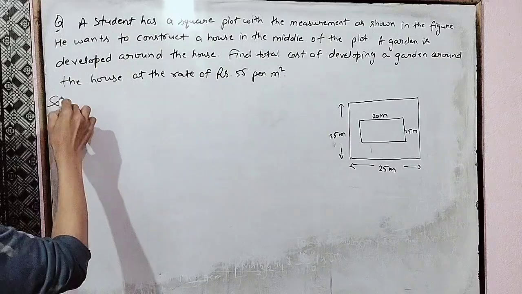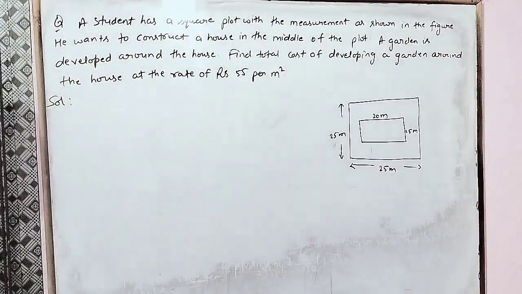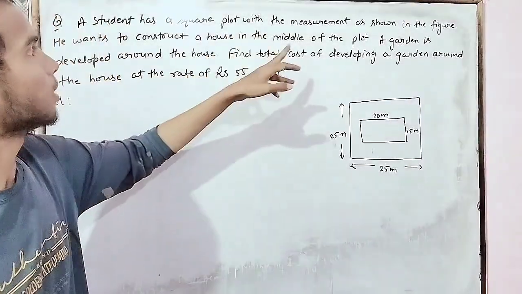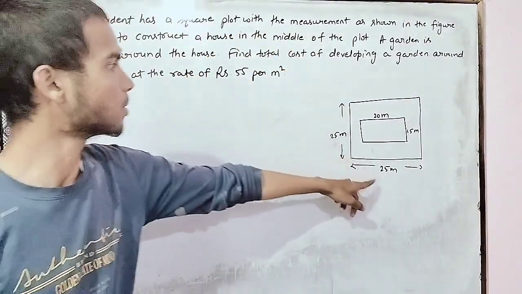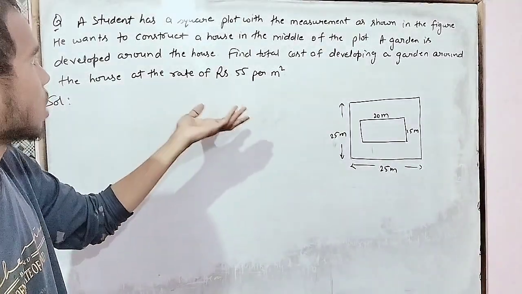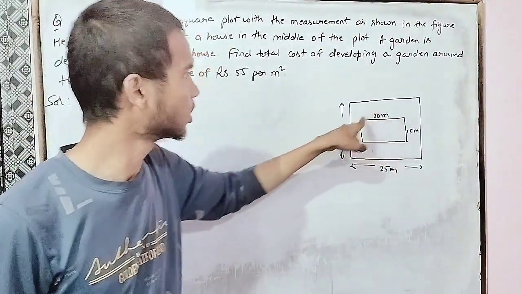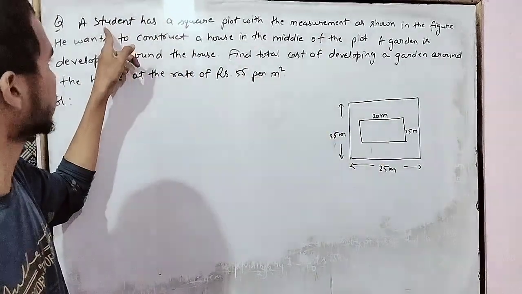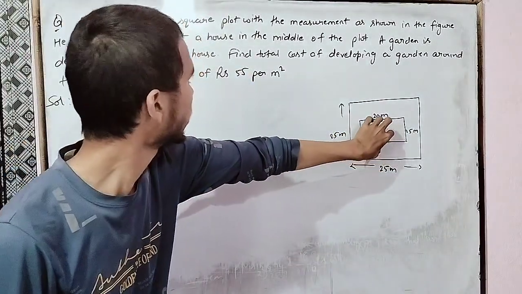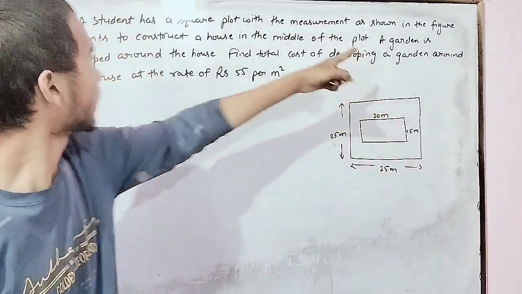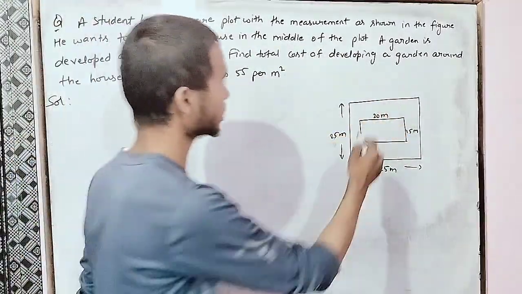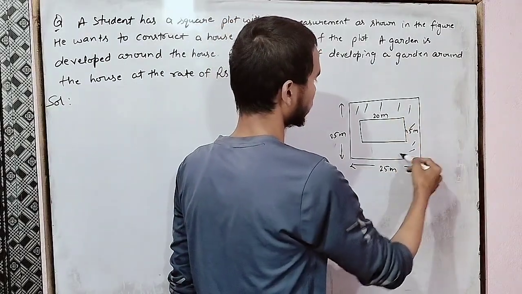Now let's understand what it is saying. A student has a square plot, with the measurements as shown in the figure. He wants to construct a house in the middle of the plot. A garden is developed around the house. So this is nothing but a garden.